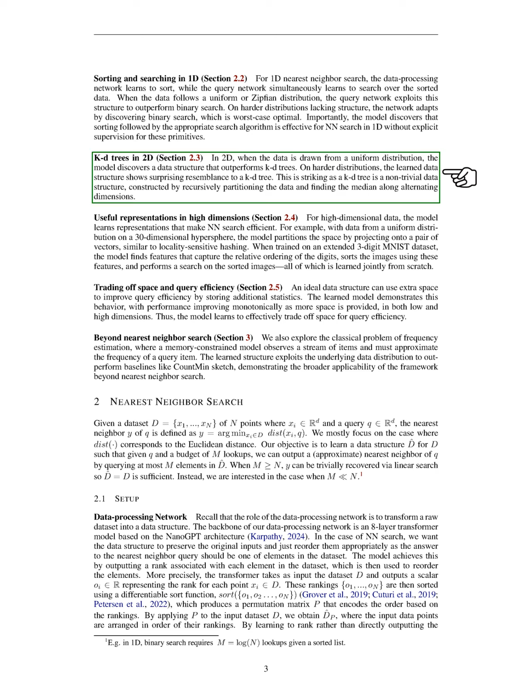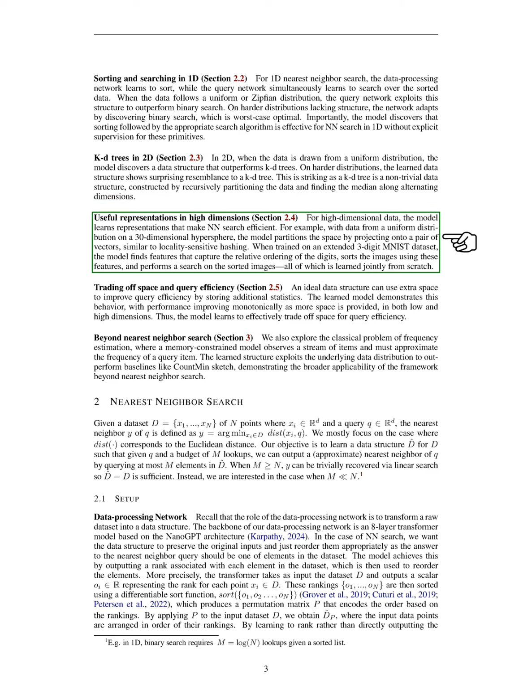Section: Useful Representations in High Dimensions, Section 2.4. In this section, we discuss useful representations in high dimensions. For high-dimensional data, our model learns representations that enhance the efficiency of nearest neighbor searches. For instance, when working with data from a uniform distribution on a 30-dimensional hypersphere, we partition the space by projecting onto two vectors, akin to locality-sensitive hashing. When we train on an extended 3-digit MNIST dataset, the model identifies features that reflect the relative ordering of the digits, sorts the images based on these features, and conducts a search on the sorted images, all learned together from the beginning.